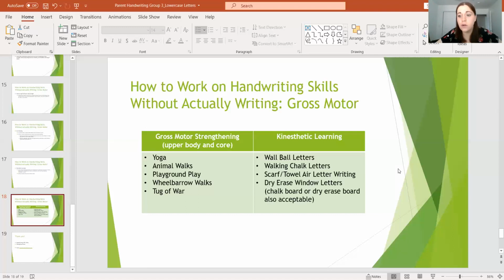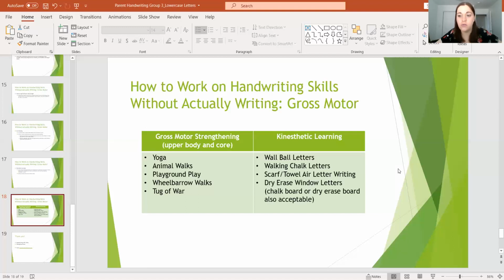And then I also want to talk about the section called How to Work on Handwriting Without Actually Writing. So I want to talk about how important gross motor strengthening is, for our upper body strengthening, our hand strengthening, and our core. Yoga involves a lot of core strengthening. It involves a lot of weight bearing on our hands and arms, which is going to strengthen our hands and arms. Animal walks, same thing.